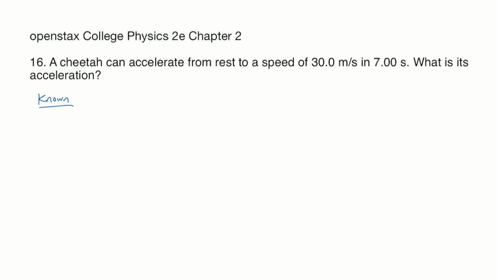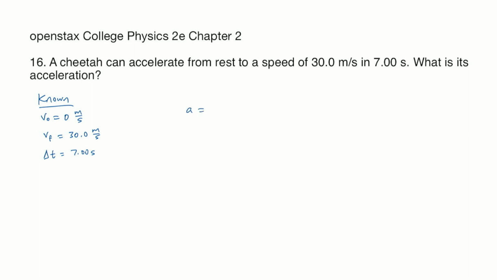The cheetah starts from rest, so that means the initial velocity v0 is 0 meters per second. The cheetah gets up to a speed of 30.0 meters per second, so that's our final velocity, 30.0 meters per second. He gets up to this speed in 7 seconds, so our elapsed time, sometimes we'll use delta t, sometimes we'll just use t. It always means elapsed time, and this is 7.00 seconds.